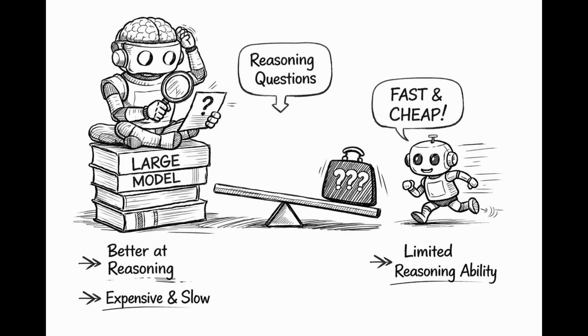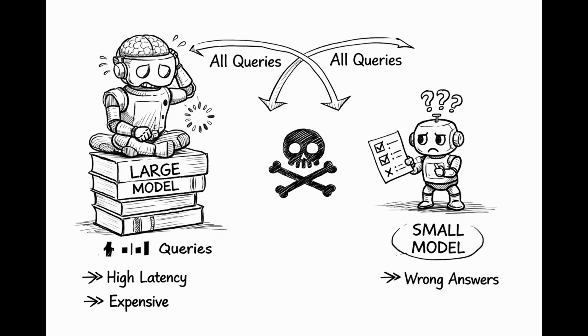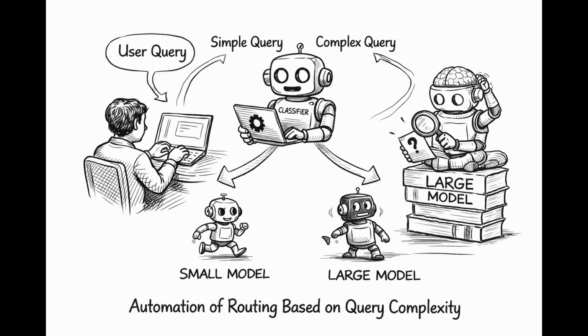We know that large models are better at reasoning, but they are expensive and slow. Whereas small models are cheap and faster, but they have limited capacity to answer reasoning-based questions. If we redirect all the queries to large models, it will be high latency and also costly. And if we redirect all the queries to a smaller model, then some answers might be wrong. So instead of manually choosing models, we will today train a classifier to decide automatically which model it should route to, according to the complexity of the query.